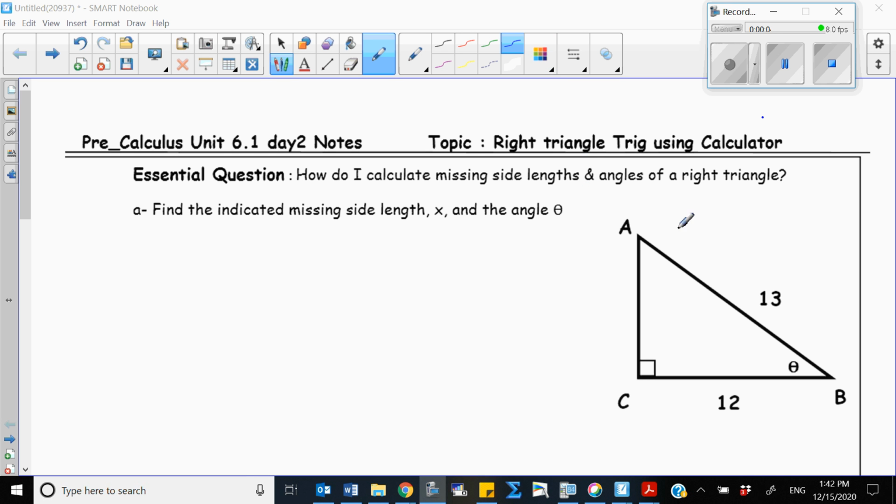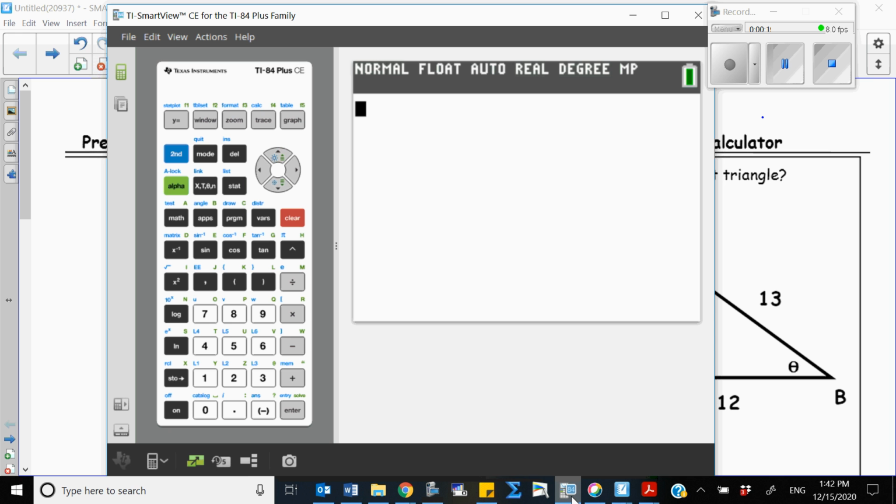Hi everyone, let's start the second part of 6.1 notes now. The essential question is, how do I calculate the missing side lengths and angles of a right triangle? Before starting the lesson, let's have our calculator out.